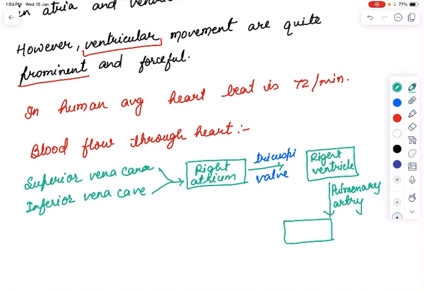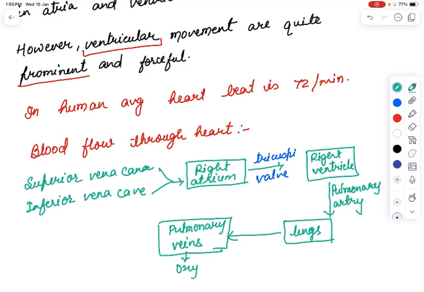Where will this go? It will go towards the lungs. And from the lungs, through the pulmonary veins. We know that arteries carry oxygenated blood, but this pulmonary artery will carry the deoxygenated blood, and the pulmonary veins will carry the oxygenated blood. Let me write oxygenated here.